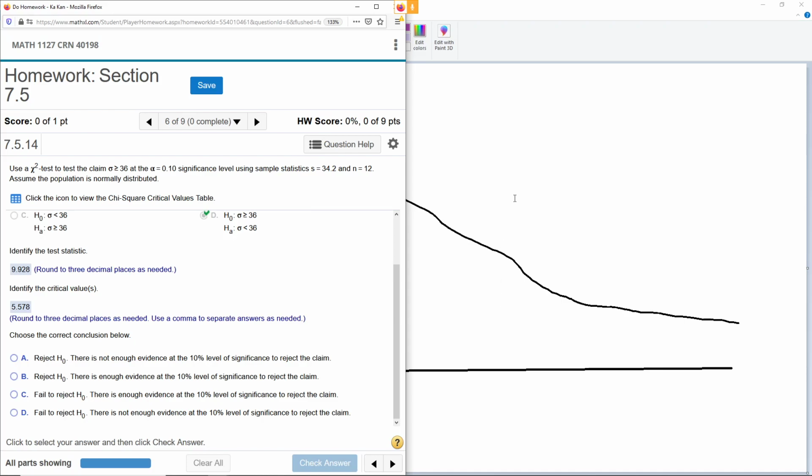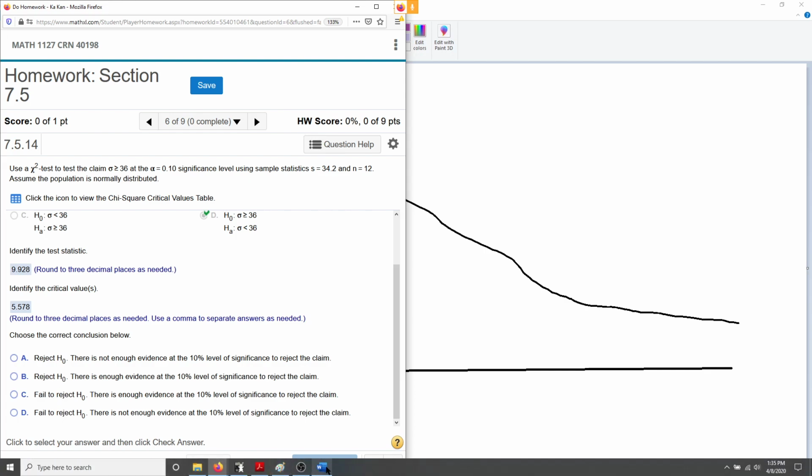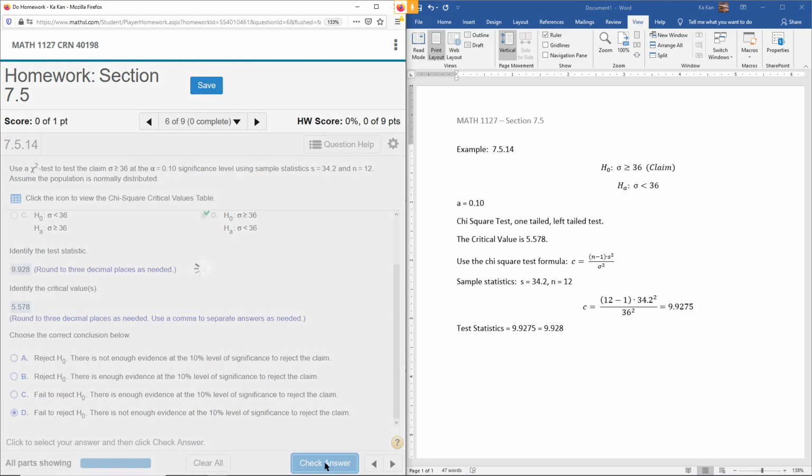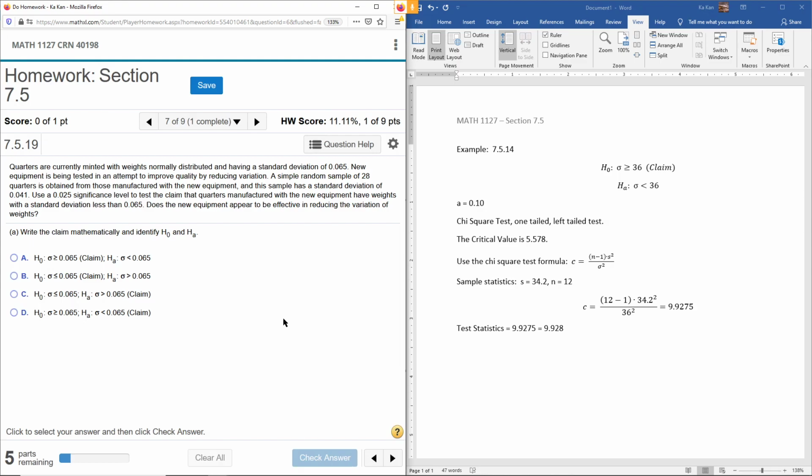Since we're in the safe zone, we will fail to reject the null hypothesis. If we fail to reject, look at the claim. The claim is the null hypothesis. So the conclusion would be there is not enough evidence to reject the claim. So that should be D. There you go. The result is the same regardless.